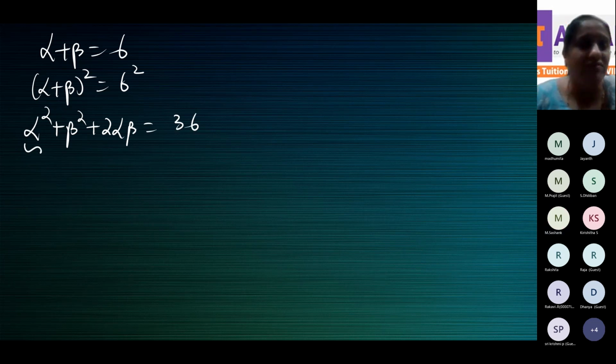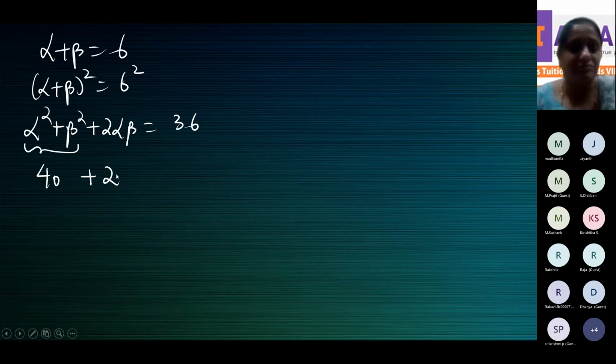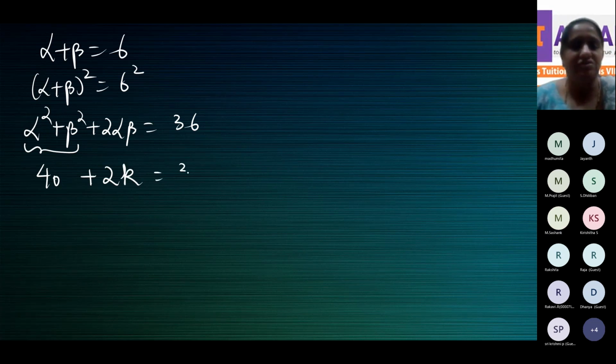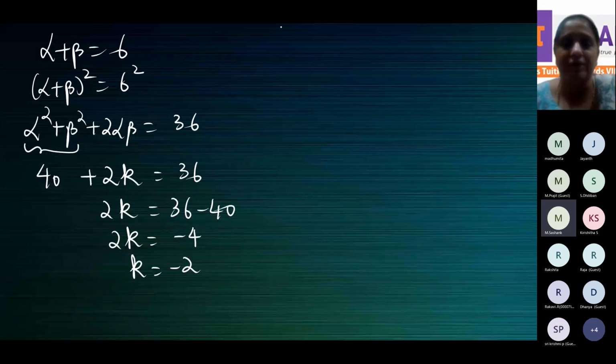But in the question, we are given the value of alpha square plus beta square. How much is this? 40. 40 plus 2 into, what is alpha beta we found? K. Alpha beta is k. Substitute. Plus 2k is equal to 36. So 2k is equal to 36 minus 40. 2k is equal to minus 4. So k is equal to minus 2.